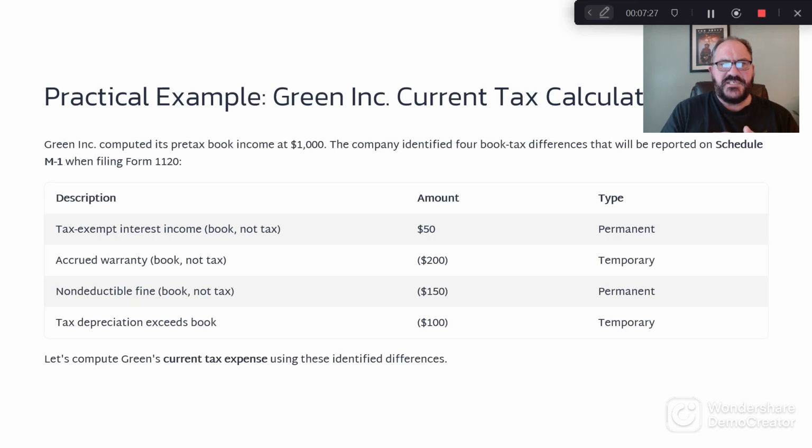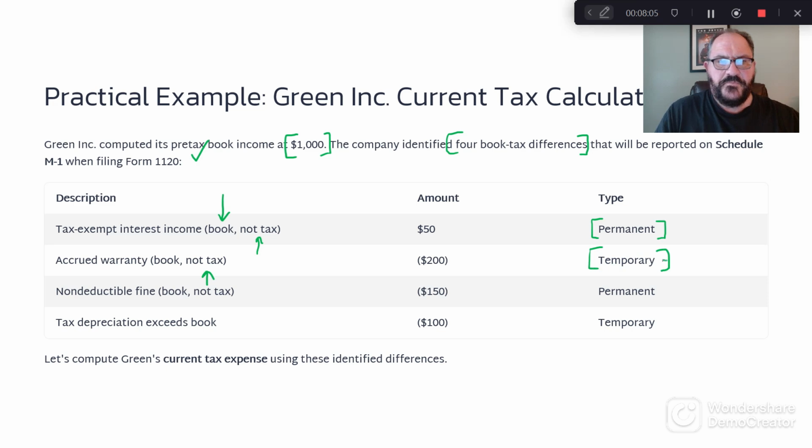Okay. So here's an example. Green Company computed its pre-tax book income at $1,000. The company had 4 book tax differences that are going to be reported on their Schedule M1. The first one, tax-exempt income. So notice this is in their book income, but it's not taxable. This is a permanent difference. Here, accrued warranty. This is book, but it's not taxed. This is a temporary difference.